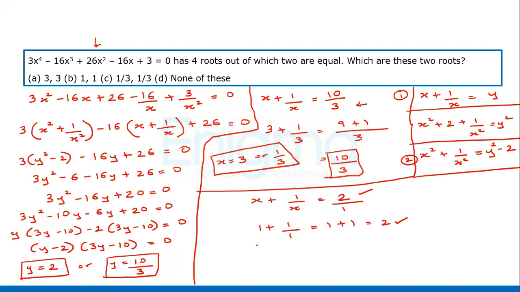And hence, we can say that the two roots which are equal are 1. So we get x equal to 1. Both values are the same thing because reciprocal of 1 is also 1. So therefore, answer will be option B, 1, 1.